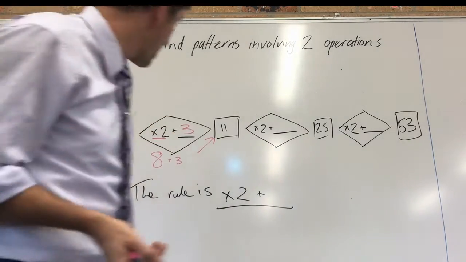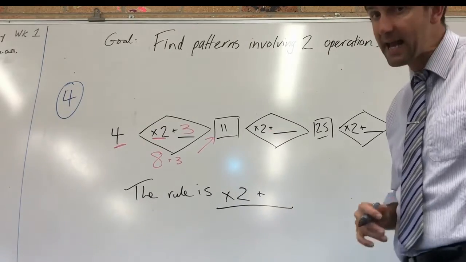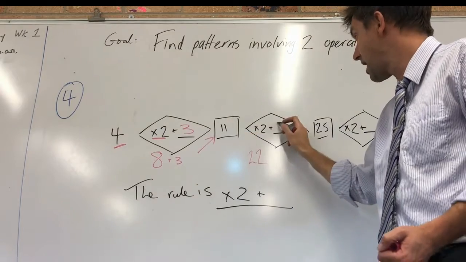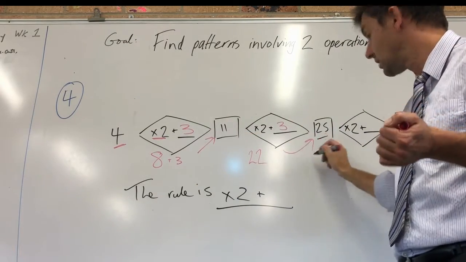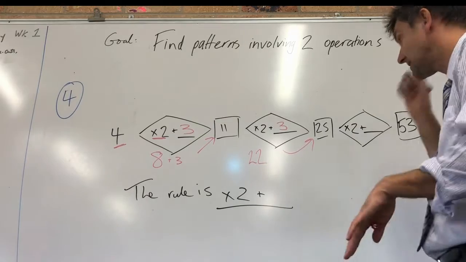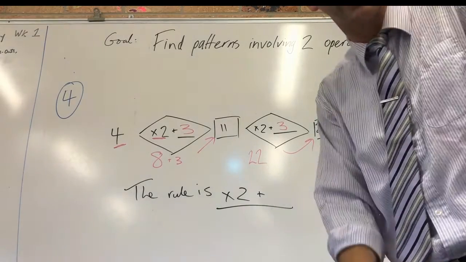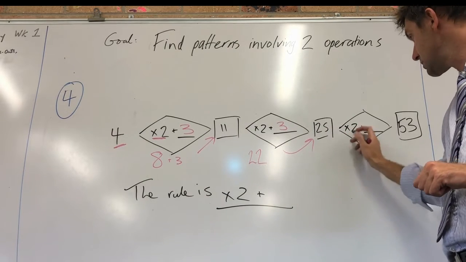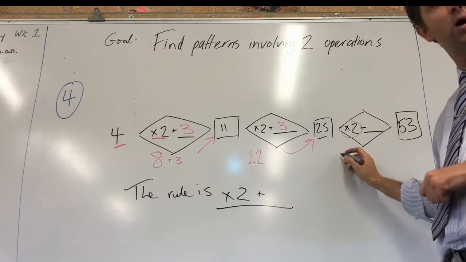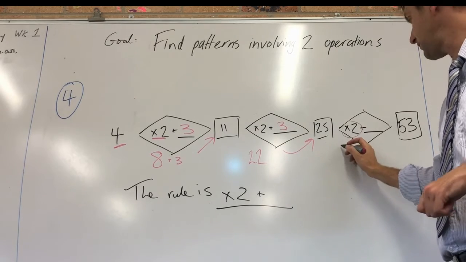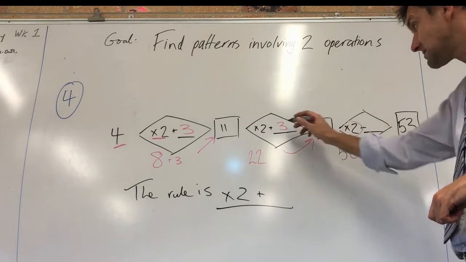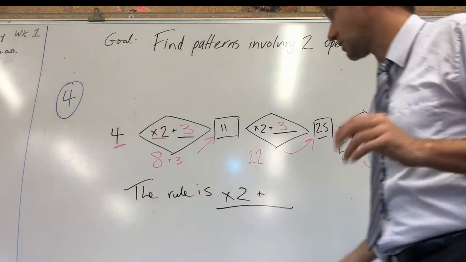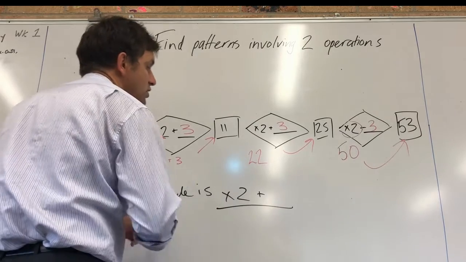Let's see. Come along. What's 11 times 2? It is 22. Plus the 3, equals 25. Okay, let's see if it works for the last one. If it works for the last one, we've got it. If it doesn't work for the last one, we've got to start again. 25 times 2, because you've got to do the times 2. 25 times 2 is what? I forget. 25 times 2 is 50, right? Plus the 3. Oh, look, it's 53. So it works. And the rule is times 2 plus 3.